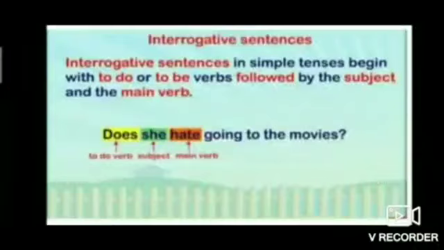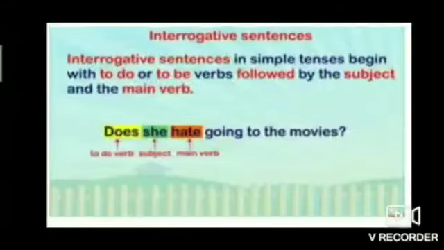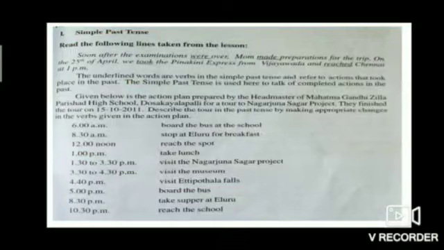Okay students, hope you understood the simple past tense. Students, here in your textbook, read the following lines taken from the lesson. Soon after the examinations were over, Mom made preparations for the trip. On the 25th of April, we took the Pinakini Express from Vijayawada and reached Chennai at 1 p.m.